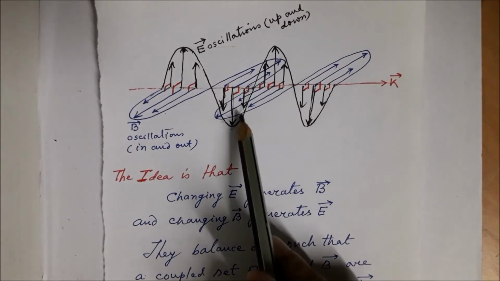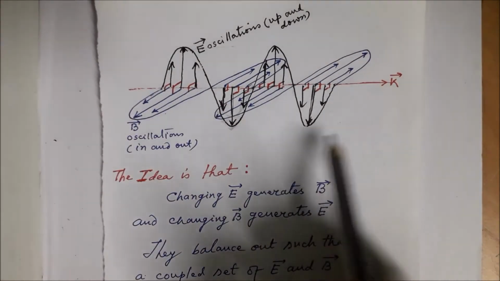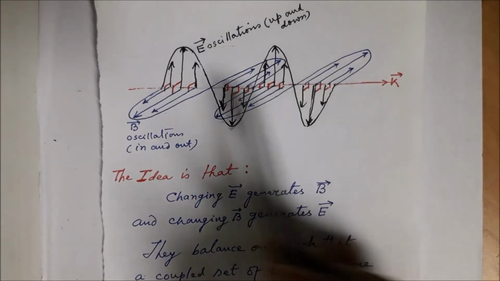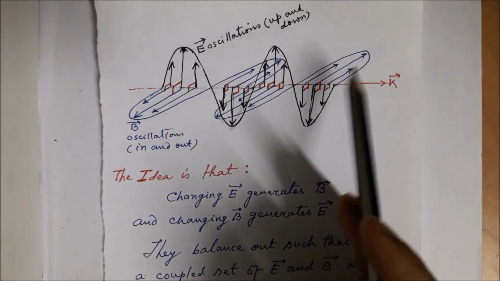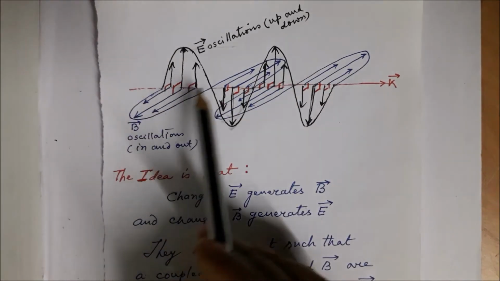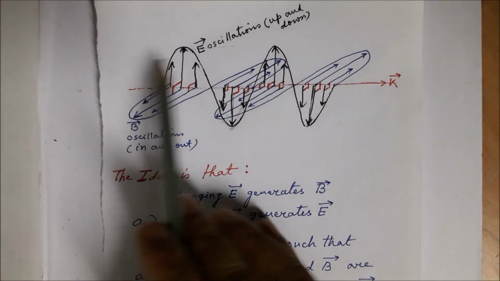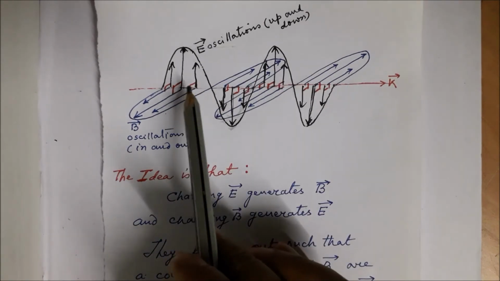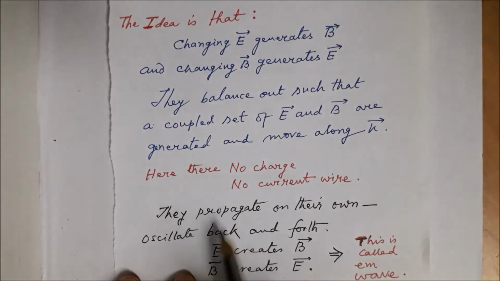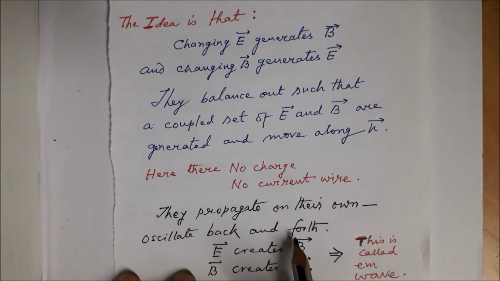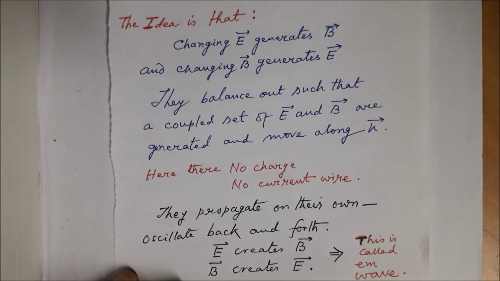One thing is to be noted that there are no charges here, there are no wires here. It is the fields that are moving, and initially they were generated by movement of charge, but now they are self-contained, they are moving, and they propagate on their own, they oscillate back and forth because E creates B and B creates E, and this is called electromagnetic wave.